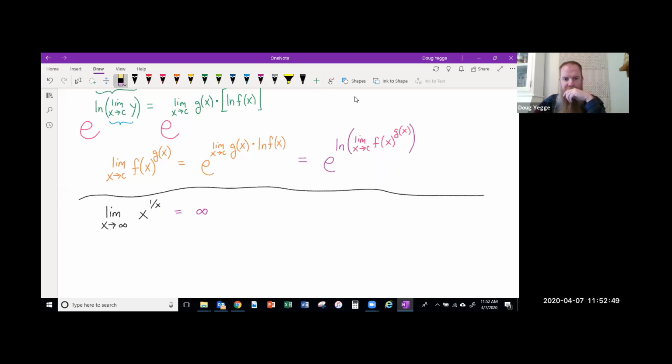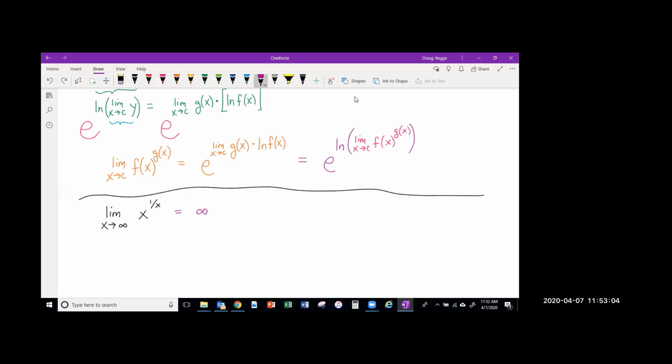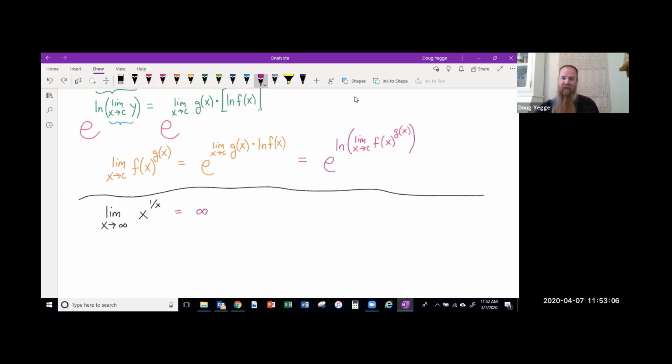Okay, so getting back to the problem here, if I were to plug in infinity to x, I get infinity, and if I plug in infinity to x here, I get 1 over infinity. What's 1 over infinity? 0. That will be a really important fact as we move forward into chapter 5, that if you take 1 over a massively infinite number, your answer is approaching 0. So this gives us an indeterminate form of infinity to the power of 0.